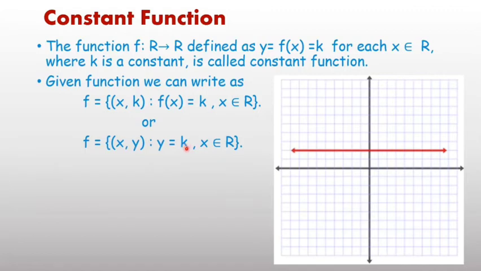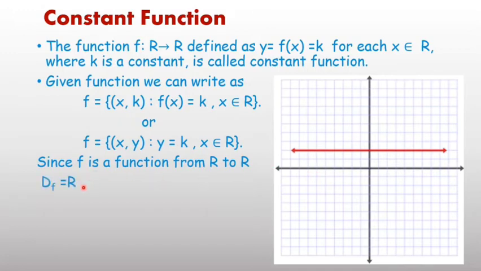For example, y equals 2. So different points you will get: (1, 2), (2, 2), (3, 2), (4, 2), (5, 2). You plot all the points, you will get a graph like this, which is at a constant distance from the x-axis. Since the line is at a constant distance from the x-axis, it is known as a constant function. Domain of this function is real numbers. Range is k, and codomain, the second set, is R.